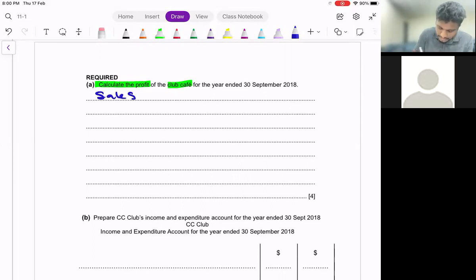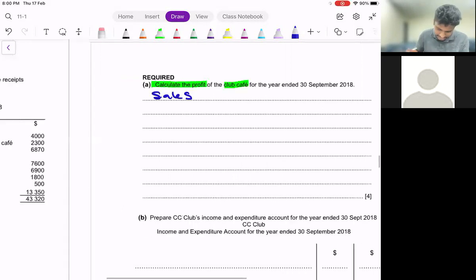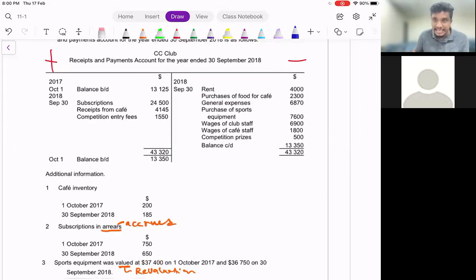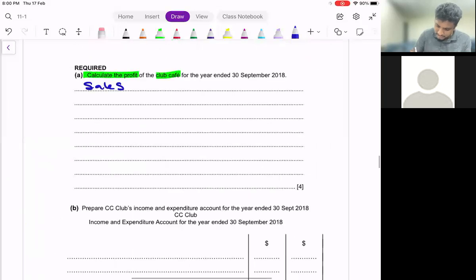Can you check how much your cafe sales is? Do you have cafe sales? Yes. Receipt from cafe. This is my cafe sales, 4145. So I write here 4145. This one needs to be minus cost of sales.